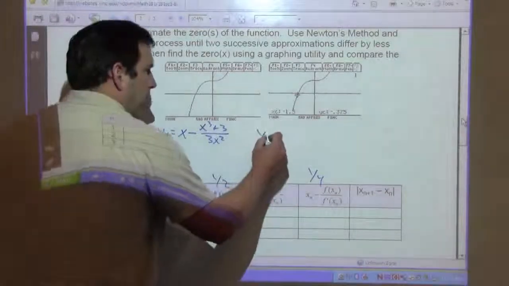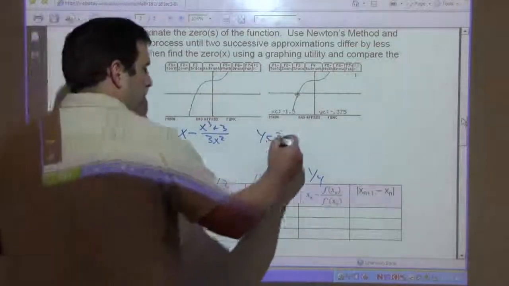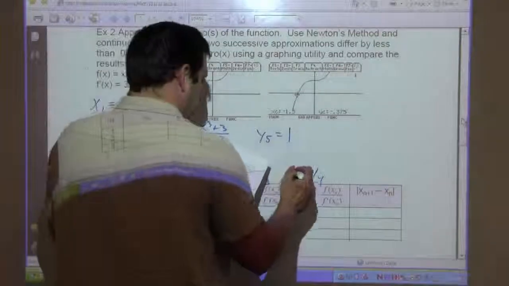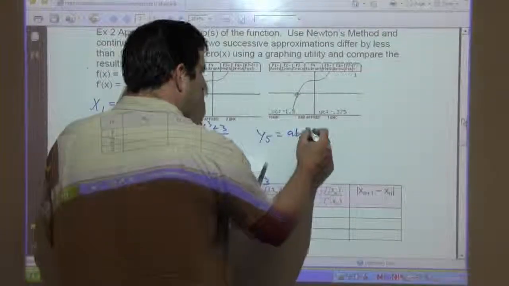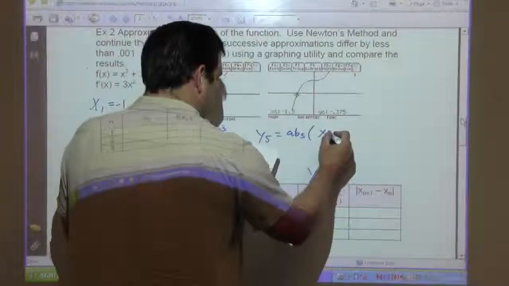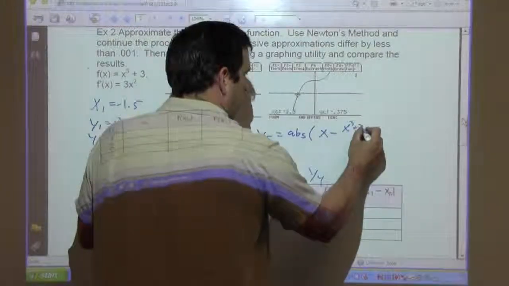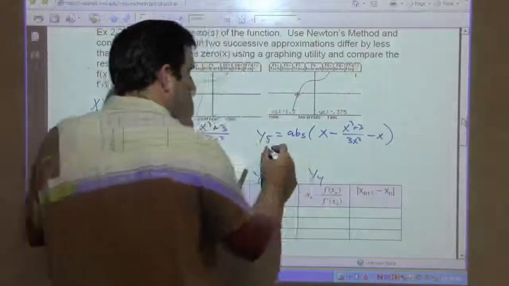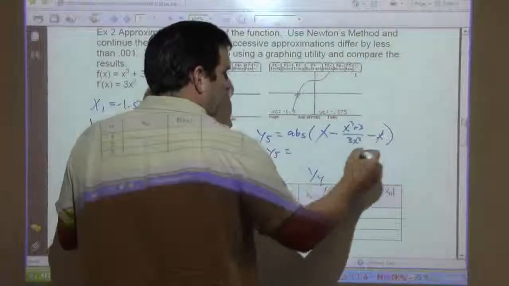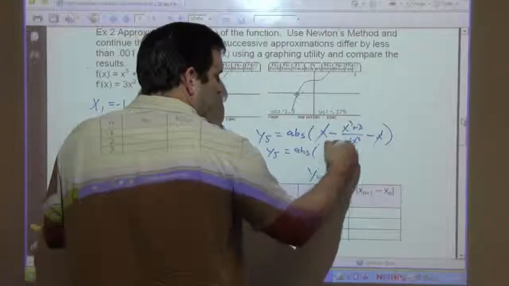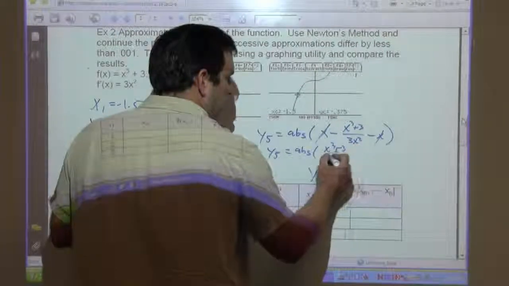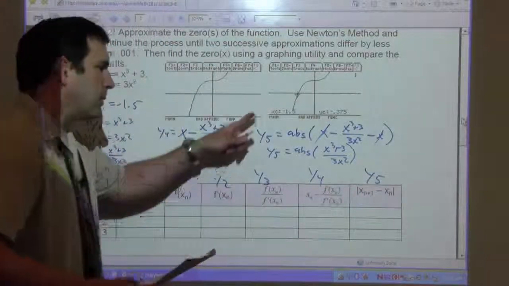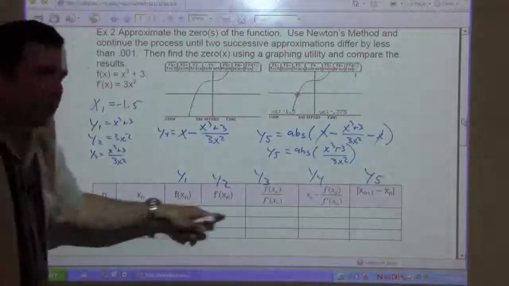And then my y5 is going to be the absolute value of this value. So it's ABS in the calculator of x minus x cubed plus 3 over 3x squared, minus x. So y5 will just be, these go away, absolute value, and the negative doesn't matter. Just x cubed plus 3 over 3x squared. So this is my y5. This is what I'm putting in the calculator to get these values.